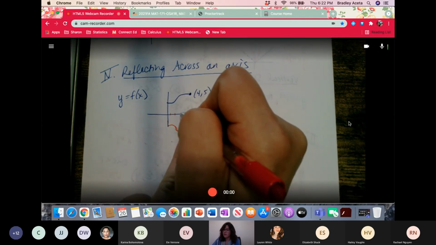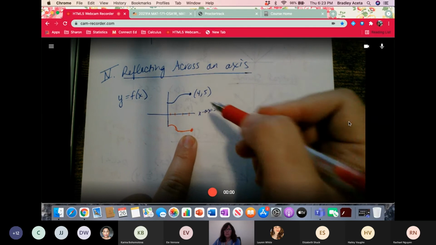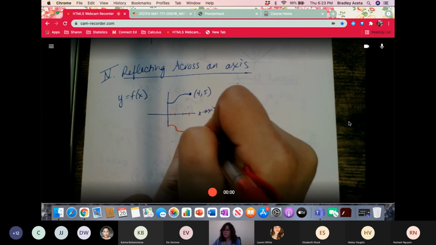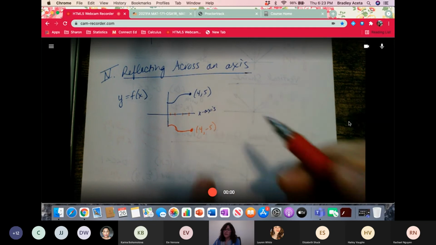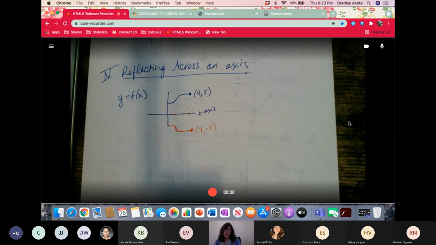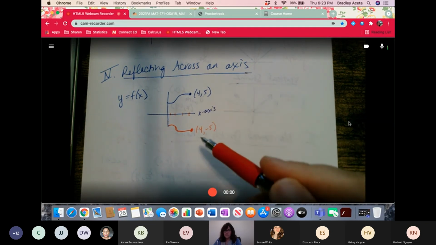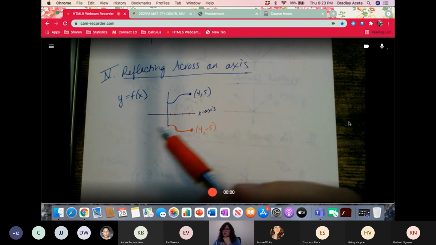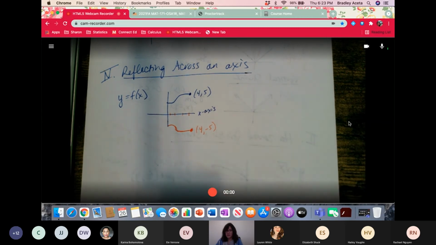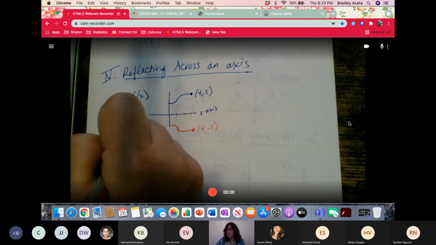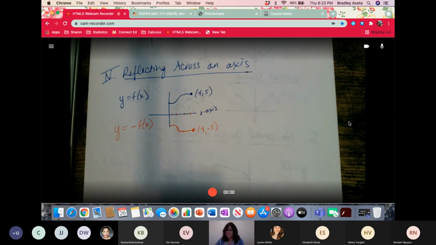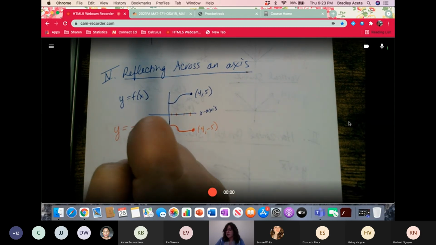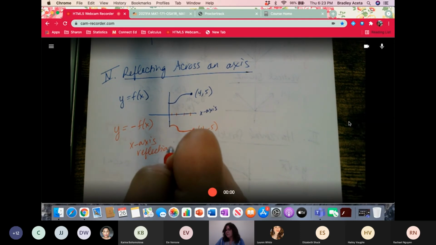Well, wouldn't it still be 4? It would still be 4. But now my y value would be -5. So when you reflect across the x-axis, your y value changes. Your y becomes negative. So you will have a negative on the outside. That is a reflection across the x-axis. X-axis reflection.